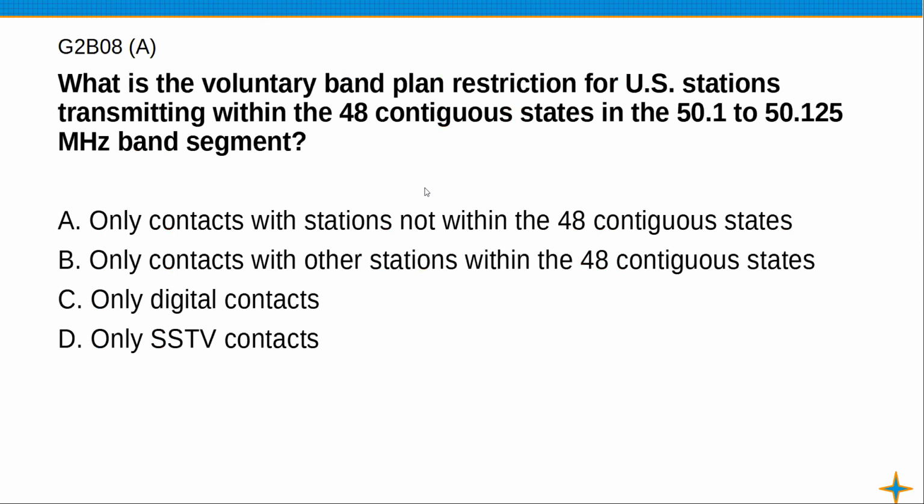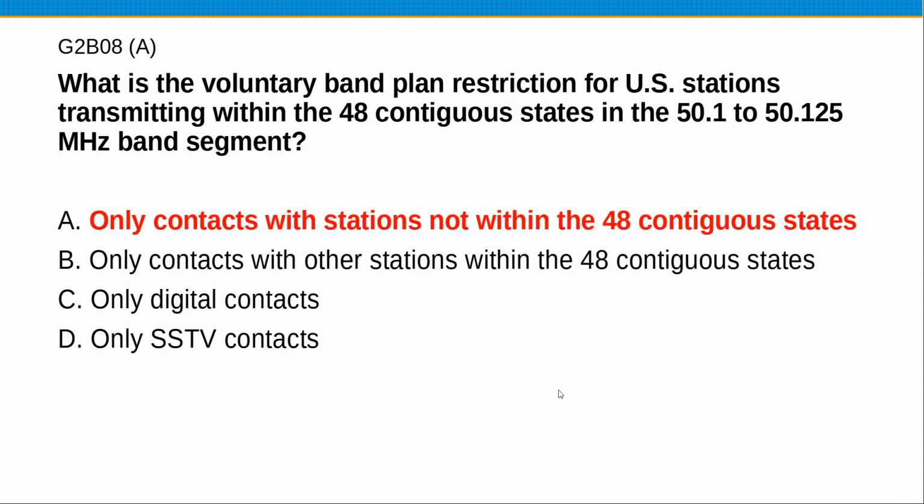Okay. What is the voluntary band plan restriction for US stations transmitting within the 48 contiguous states in the 50.1 to 50.125 band segment? Only contact the stations outside the 48 states. All right.